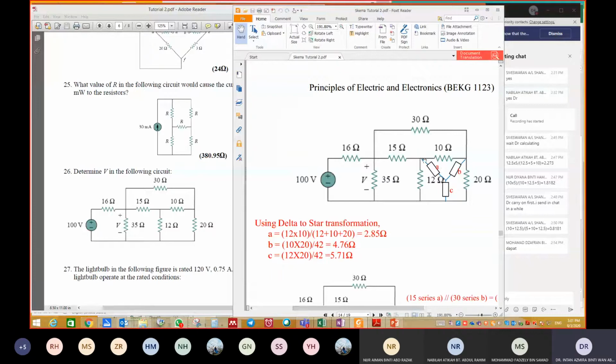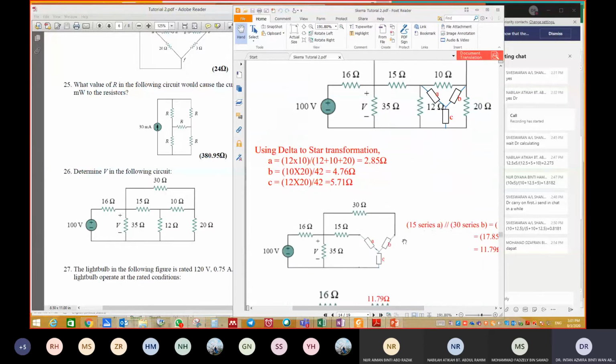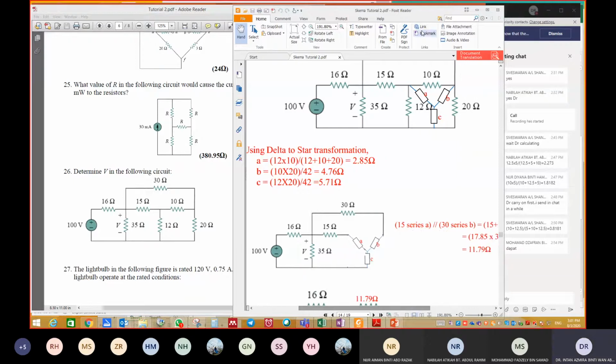So R_A is equal to 12 times 10 divided by the summation of all the R in delta connection. Here we get 2.85. This is 2.85, and then R_B is 4.76 and R_C is 5.71. Please redraw. Now you can delete the delta connection, and then redraw. We have 30 here, 15, 35, and then R_A here, R_B, and R_C.